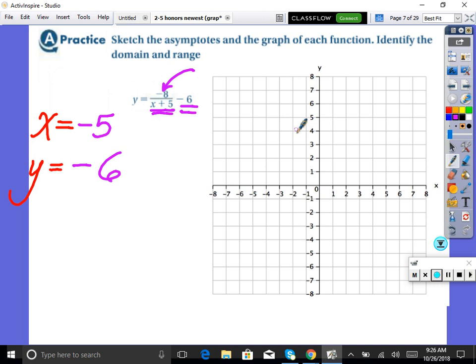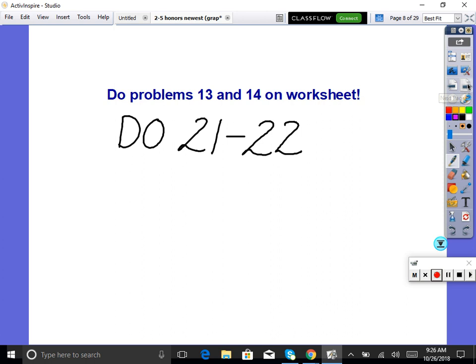Yes? Okay, awesome. What I want you to do is go to the homework and work on problems 13 and 14, then flip it over and do 21 and 22. But you guys have got to be way quick on the easier ones like this. We took way too long doing these. Let's say one more thing.